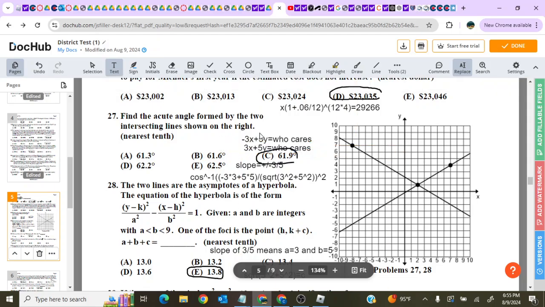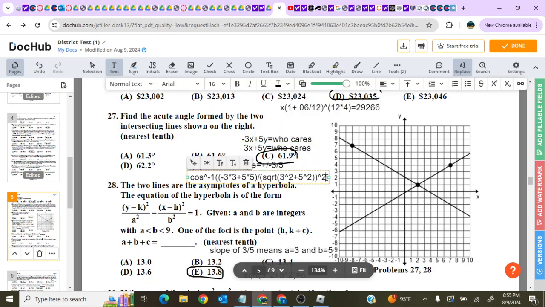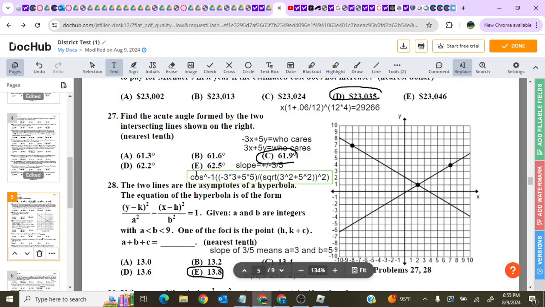So from there, what you do is you take the dot product of the coefficients, so -3 times 3 plus 5 times 5, and then you divide it by the square root of, or the Pythagorean of, your coefficients, so square root of 3 squared plus 5 squared, and you do that for both, so you have to square that value as well. And then finally, you take the cosine inverse of that, and you get 61.9 degrees.